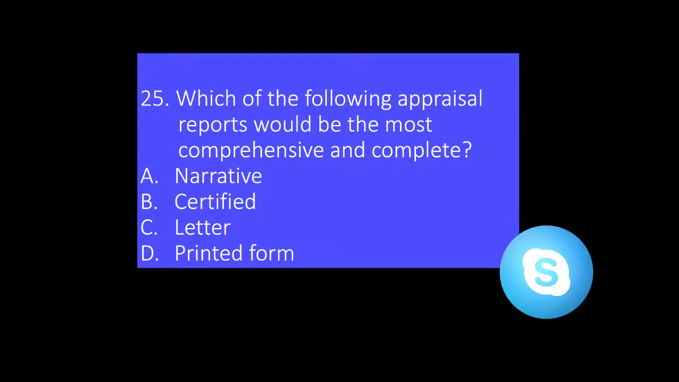Okay, now let's go through it. Actually, there are two rules we're going to apply here. We're going to apply the common sense rule, and then we're also going to use the rule of elimination. Okay, got that? I'll get rid of C and D, because C, letter, has no meaning, and D, printer form, no printer form. So it's either A or B. Narrative gives you a lot of details, I guess. So it could be narrative. Certified, somebody certified it is accurate, so that means it's complete.